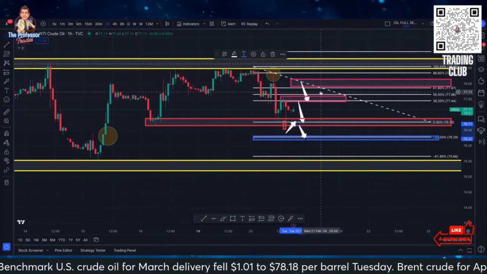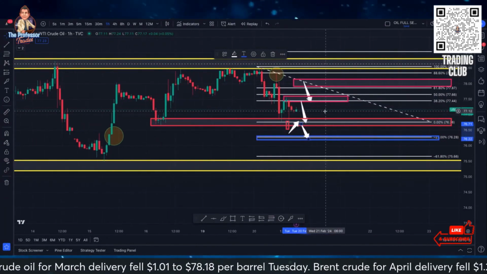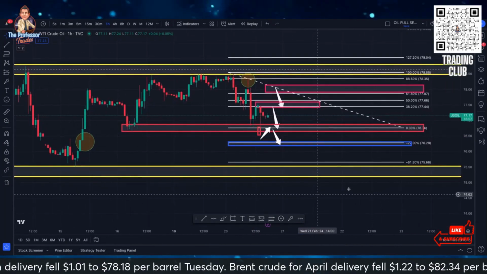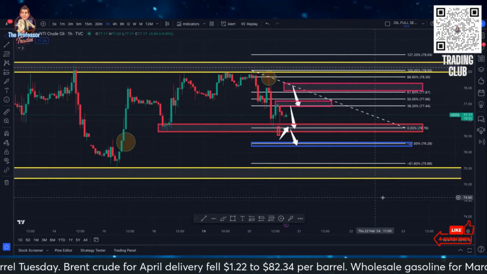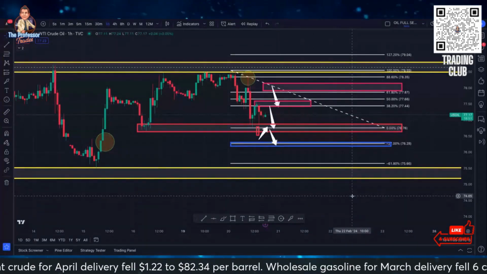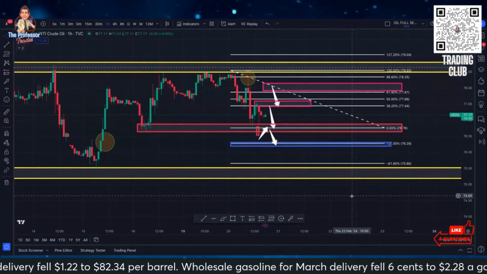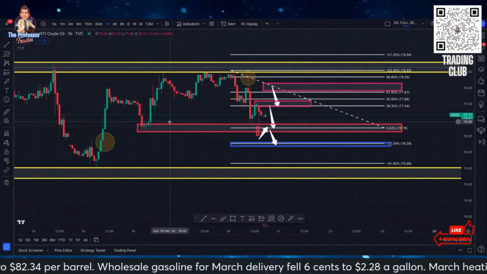So again, this will be the setups for the evening as you London traders prepare to do your thing while I prepare to take a nice long sleep here since I'm in Florida and I do not trade London session. I strictly trade US session when it comes to crude oil.